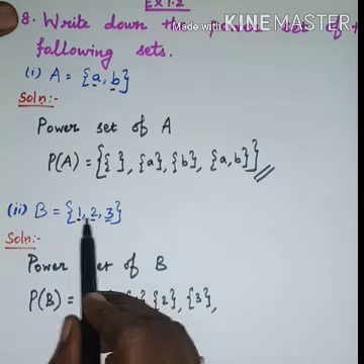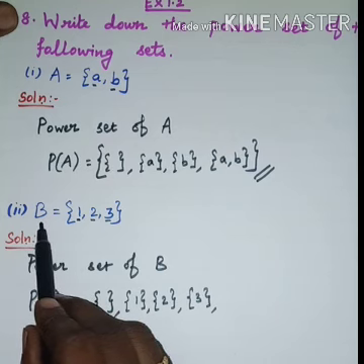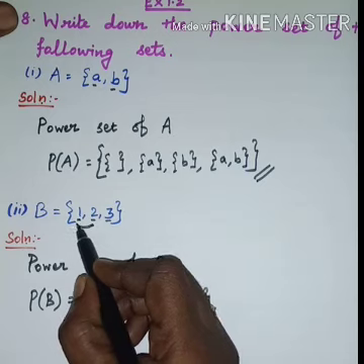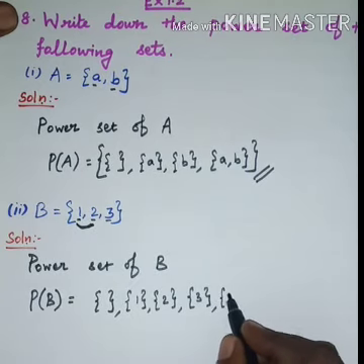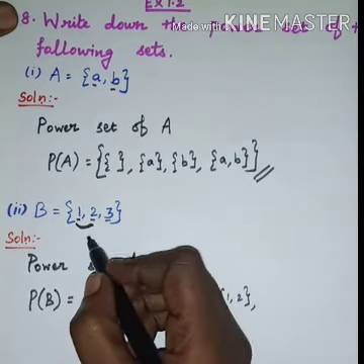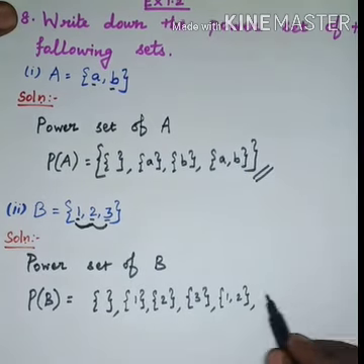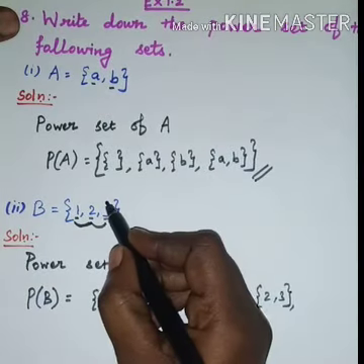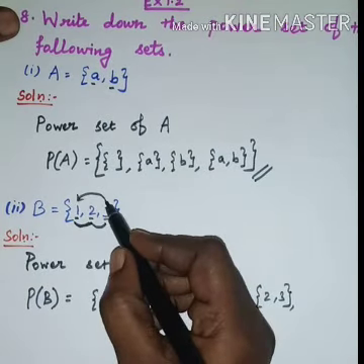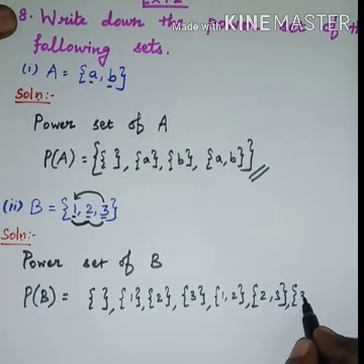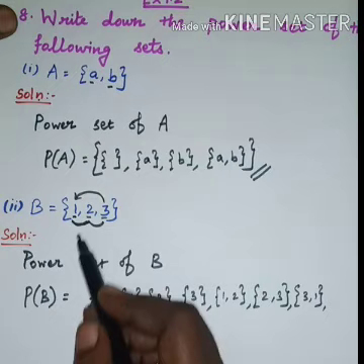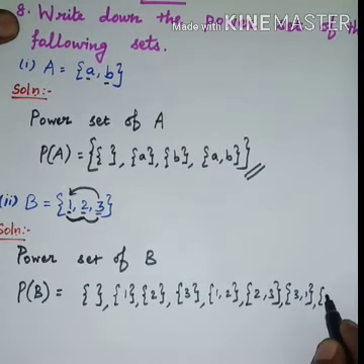Before writing all the elements of the set B, we have to write the combinations of elements. First we write two-element combinations: {1, 2} is one combination, and {2, 3} is another combination. Finally, we have {3, 1}, which is another combination. Then we write all the elements of the set B, that is {1, 2, 3}.